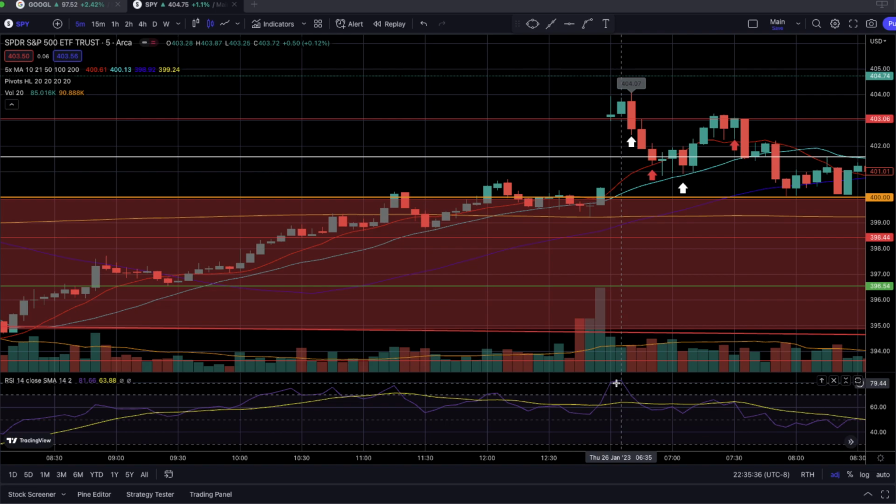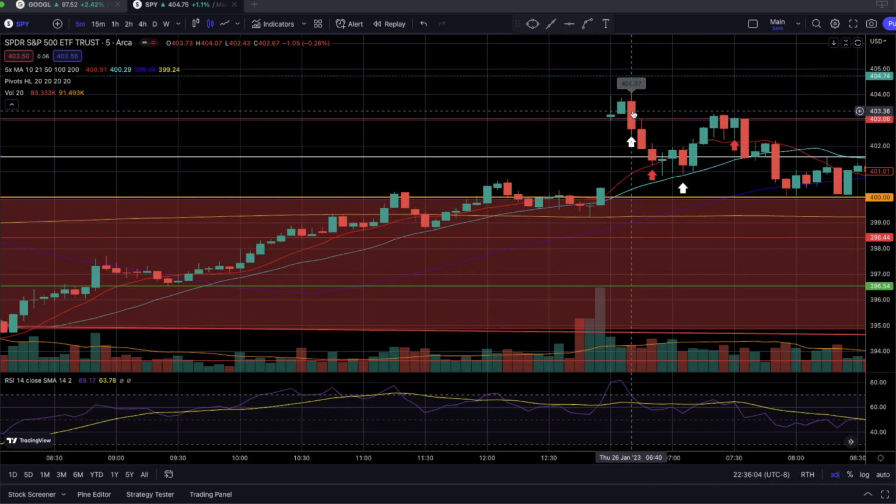So that allowed us to get in around 403.75-ish as an early entry. Now initially, I wanted to get in once we broke below 403 because that would give us more confirmation. However, I was feeling a little bit more risky. All right, I had a bigger risk appetite this morning.